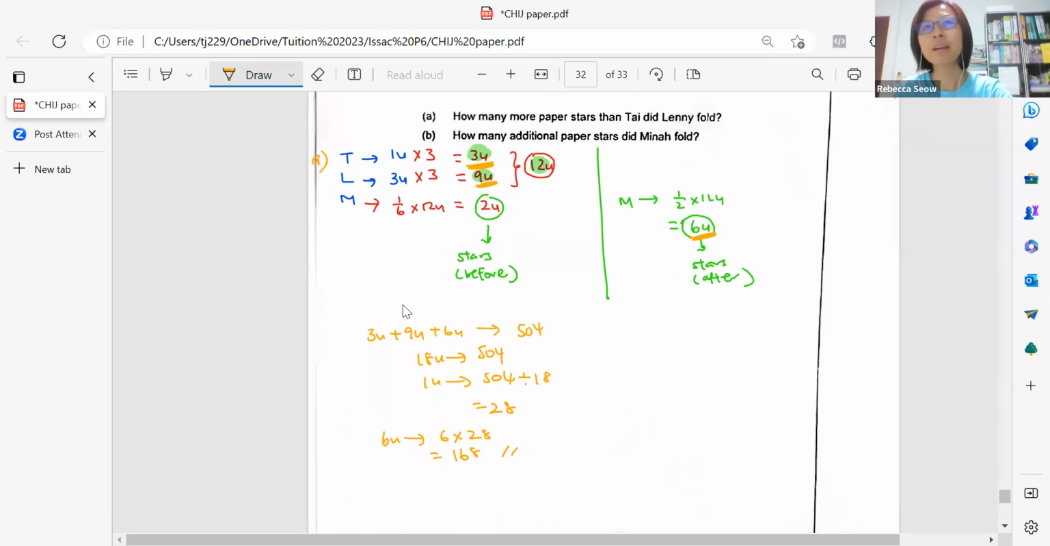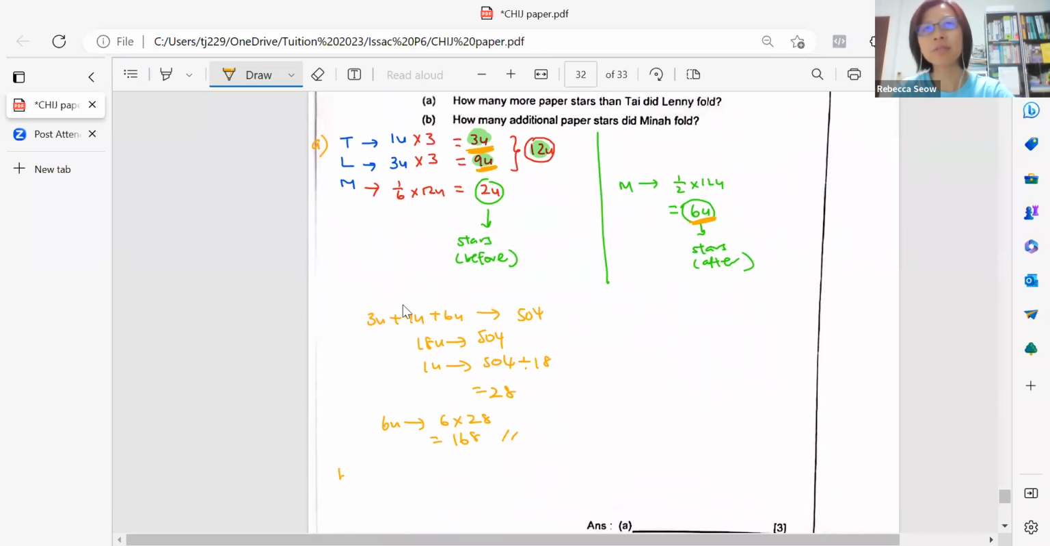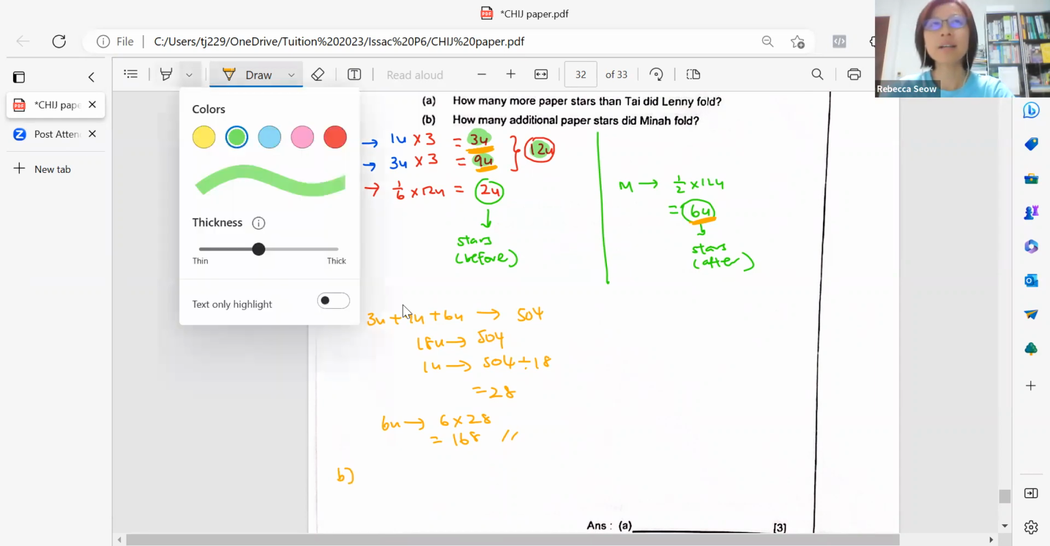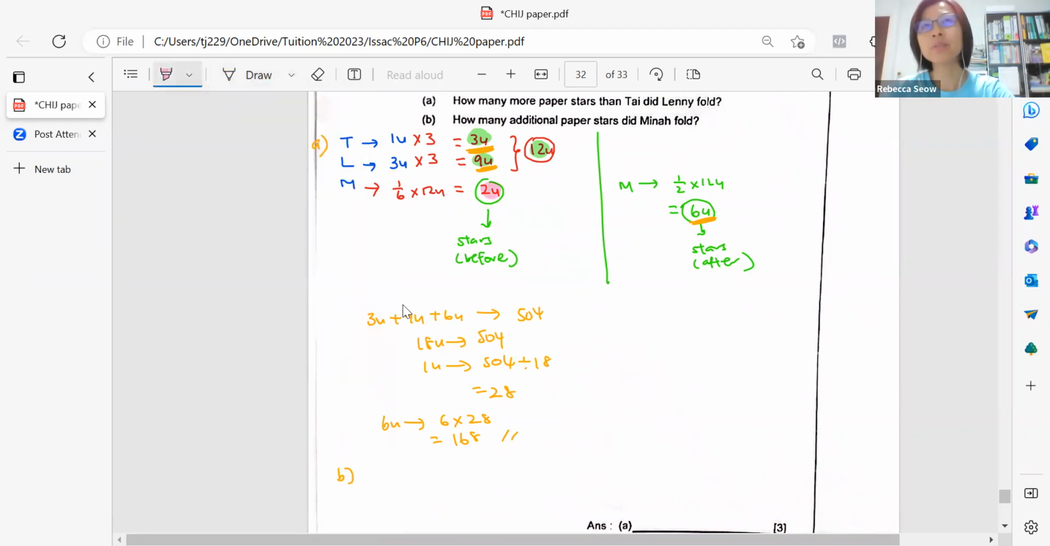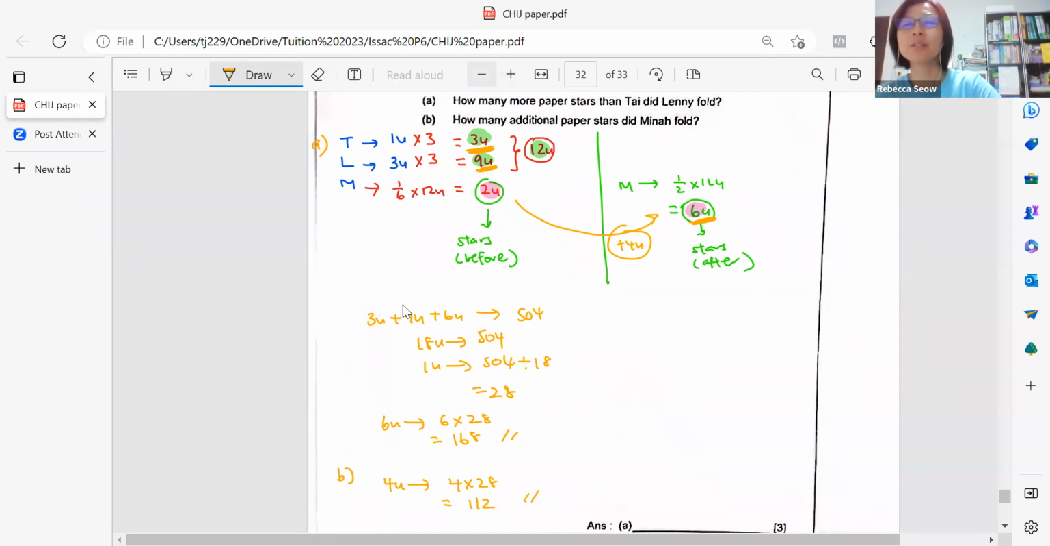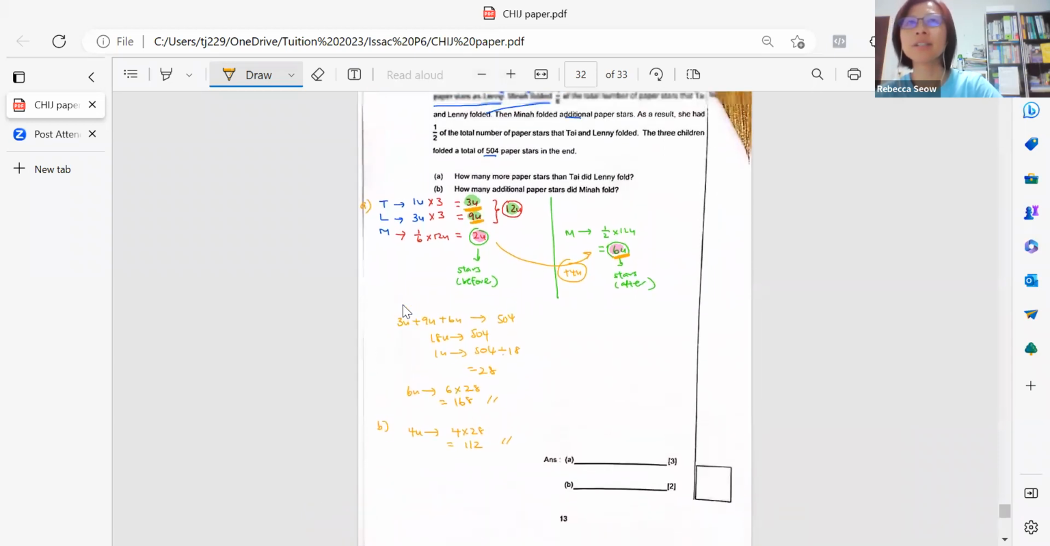For B, how many additional stars did Mina fold? So from 2 units, Mina's stars jumped all the way to 6 units. So she folded an extra 4 units worth of stars. So how many is this? So 4 units would give you 4 times 28. That would be 112. So this is the solution for question 16.